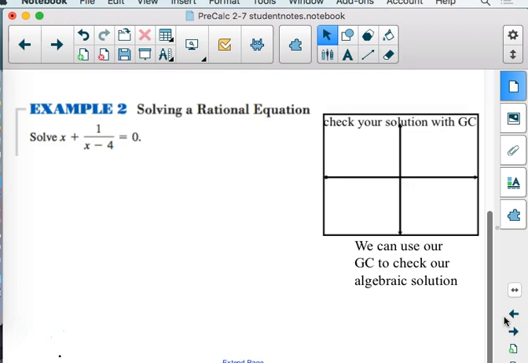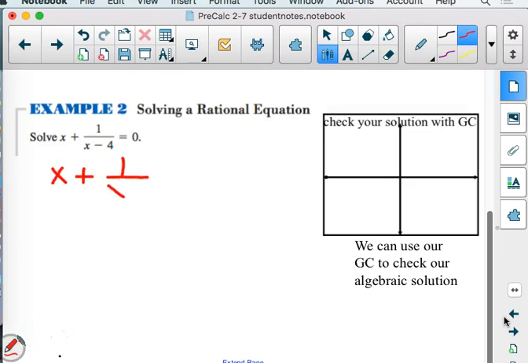All right, we have solving a rational equation. x plus 1 over x minus 4 equals 0. And we said before, hey, if we don't have to work with fractions all the way through, let's not. What's the LCD? Yeah, because this is over a 1. Yeah, it's x minus 4. So we're going to need an x minus 4 all over the place here.